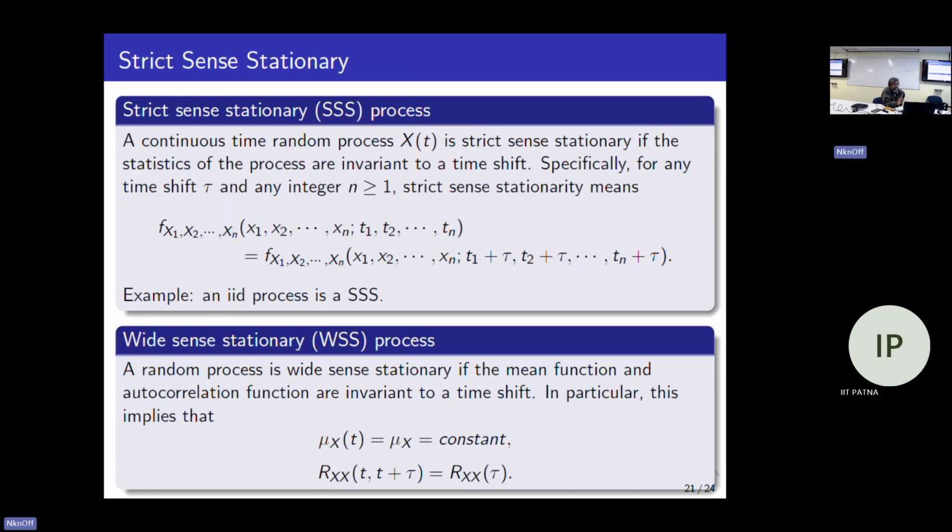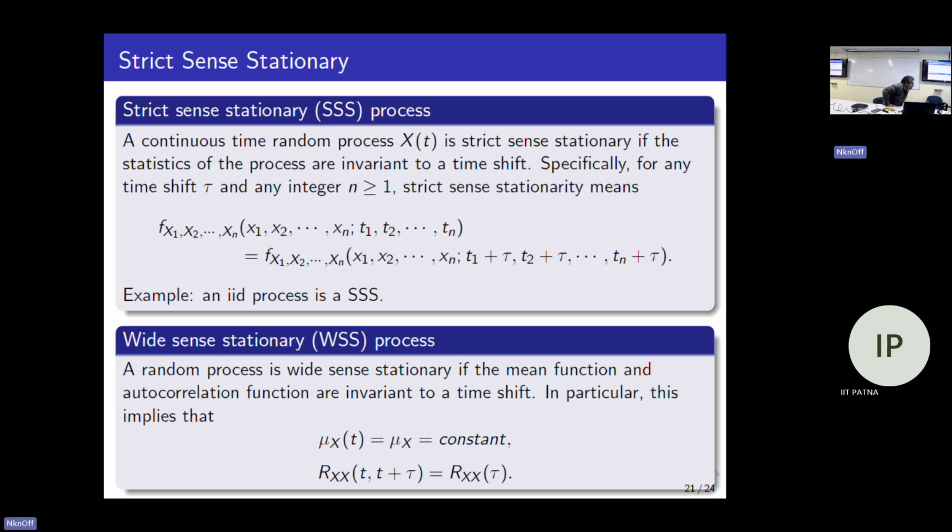So now let's see. There are two things. One is the strict sense stationary process. What does it mean? Strict sense stationary process, SSS. A random process is called strict sense stationary if the joint distribution of x(t1), x(t2), up to x(tn) is equal to the joint distribution of x(t1 plus tau), x(t2 plus tau), up to x(tn plus tau).